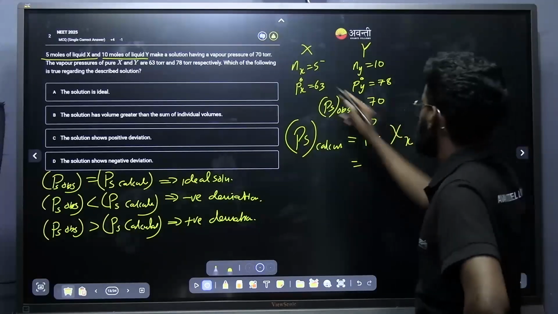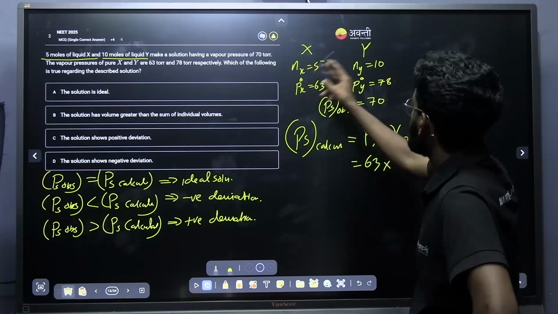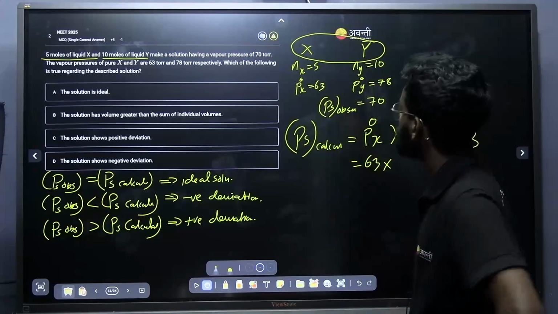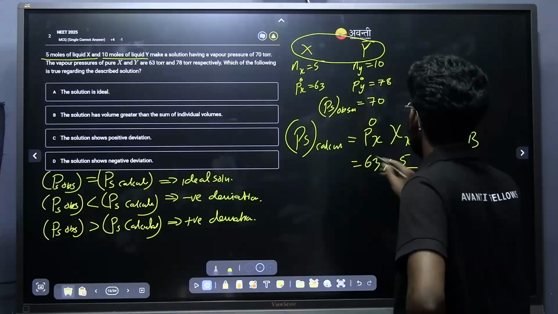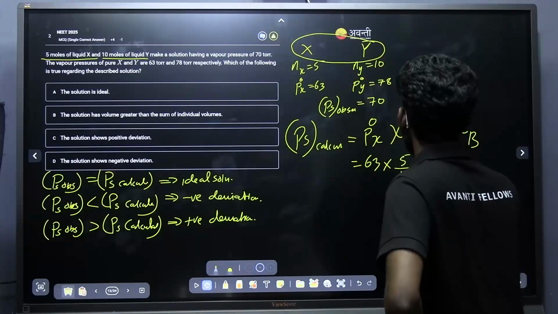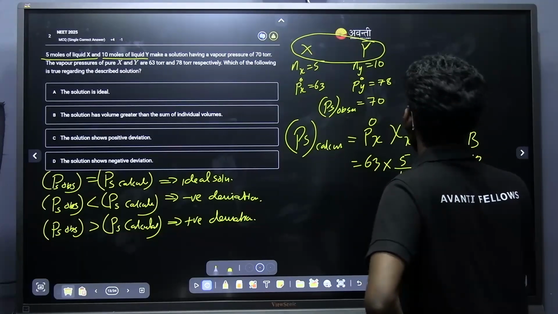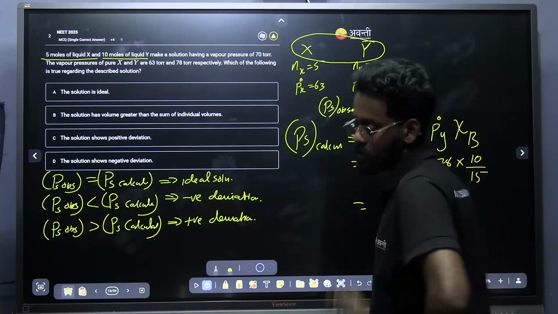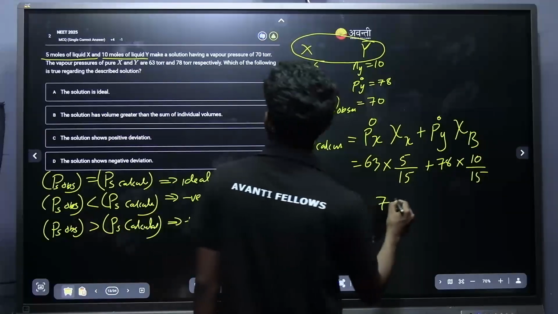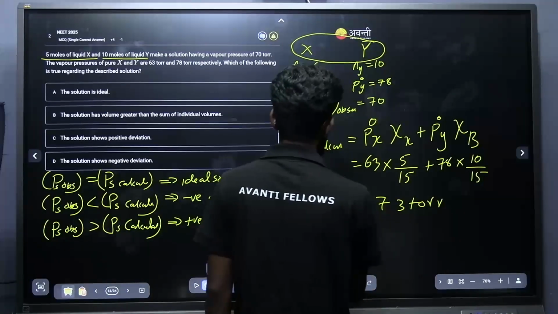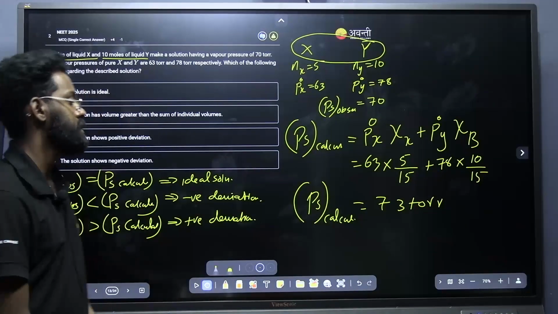Now what is P0 X? P0 X is clearly mentioned in the question, 63, into chi X, the mole fraction of X. How can we find out the mole fraction of X? In a mixture of X and Y, number of moles 5 divided by total number of moles 5 plus 10, that is 15, plus P0 of Y, 78, into 10 divided by 15. On solving this, what answer are you getting? You will be getting 73 torr. That is PS calculated. PS calculated is 73 torr.